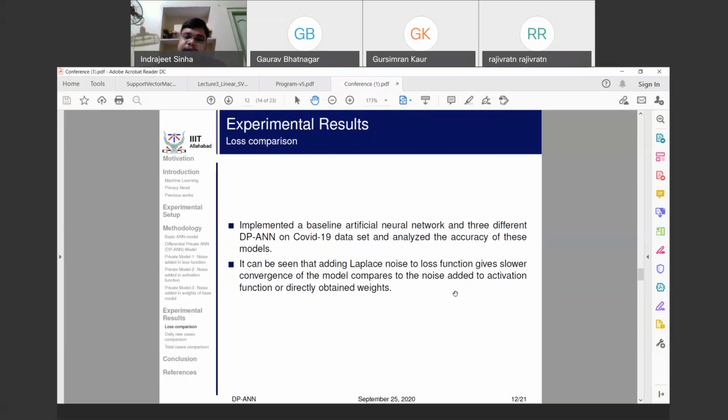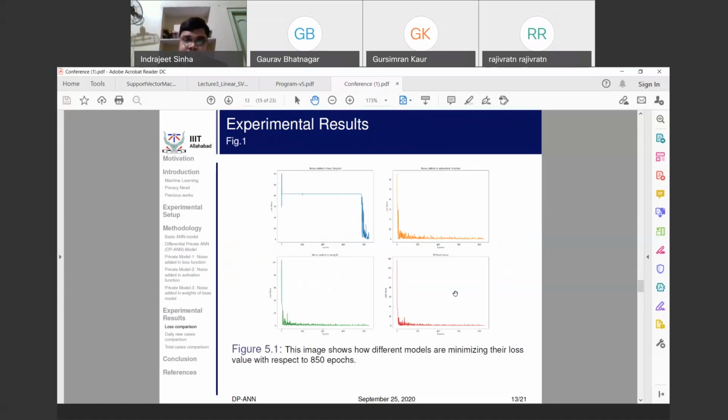We implemented the artificial neural network with the three different DPNNs that I have mentioned earlier. It can be seen that adding Laplace noise to the loss function gives slower convergence. In this, the first image at the top left corner has very slow convergence. It means it takes time to train our model with respect to all three methods. So noise added at the loss function is the slowest among all.